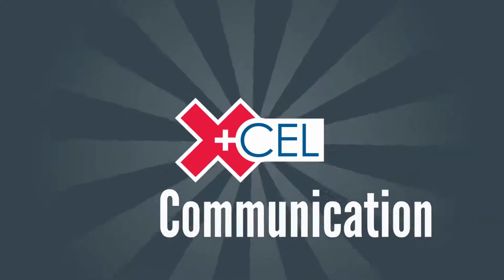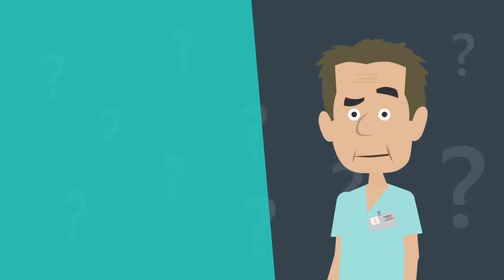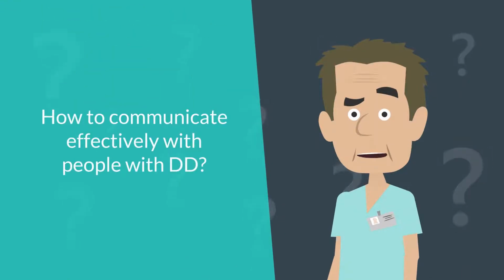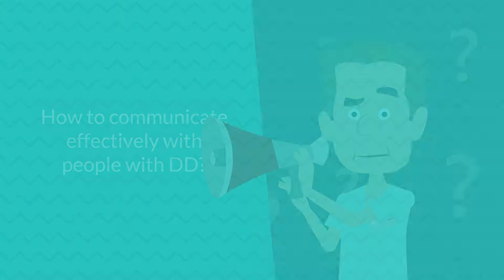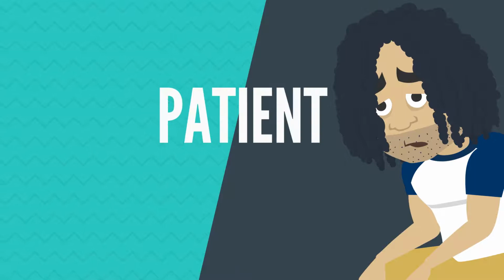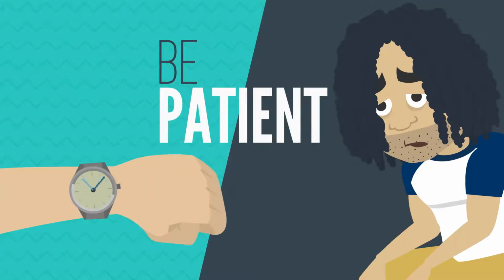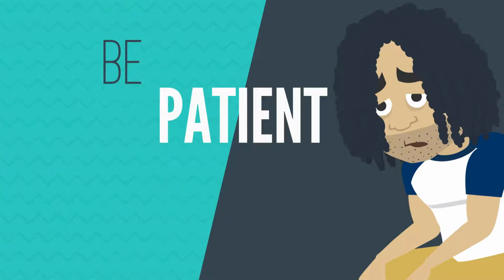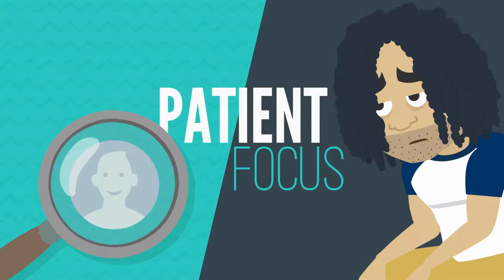In XCEL, the C is for communication. How can I communicate effectively with people with DD? How about this? Can you hear me now? Some people with disabilities have difficulty speaking. Make sure to allow extra time, and don't speak for the person or rely on a family member or caregiver. Focus on the patient first and foremost.